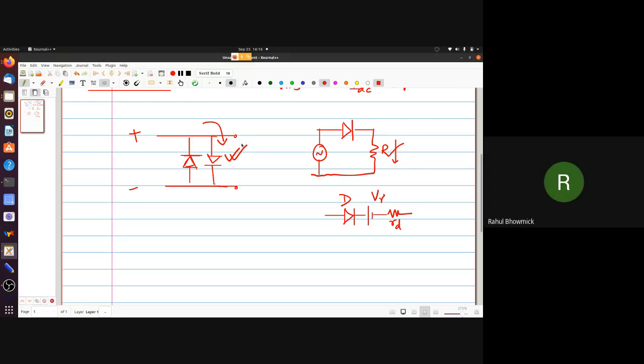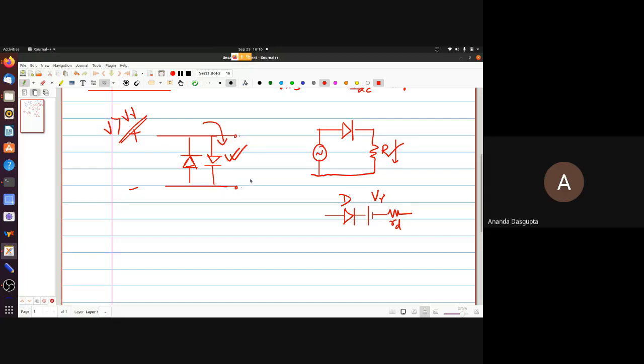V gamma. Okay. But when will this be forward biased? Not when this voltage is positive, but when this voltage exceeds V gamma. You need V gamma amount of voltage to go into forward bias. Before that, the diode doesn't go into forward bias. This is the situation with real diodes. So once voltage exceeds V gamma, this diode becomes forward biased, and then the voltage drop across it will simply be V gamma.